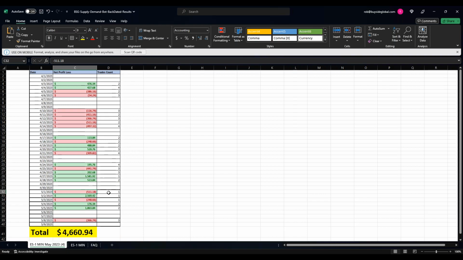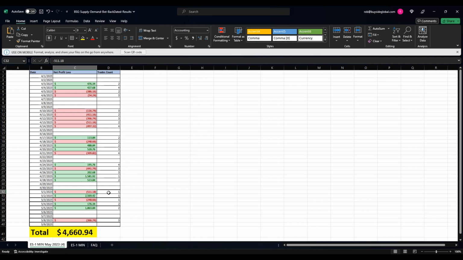The way the bot works is, before taking a trade, it checks what the P&L is so far. Say I took the first trade and lost, it's like 260 is the loss on the first trade because of my 20 tick stop loss. 260 loss on the first trade.